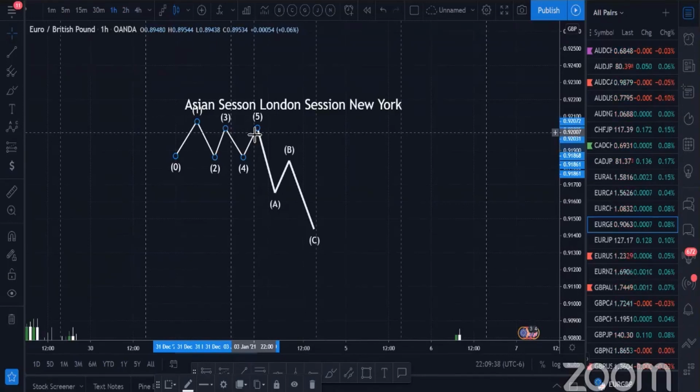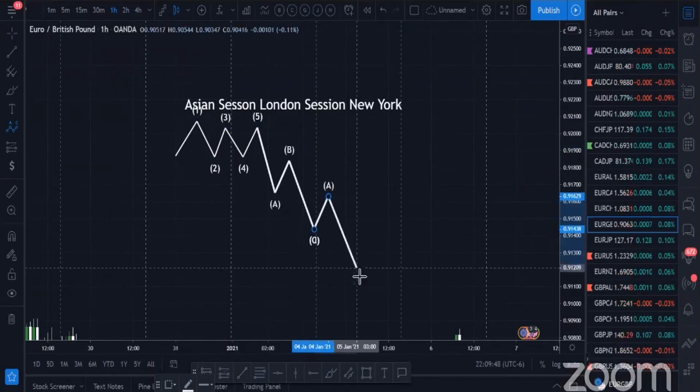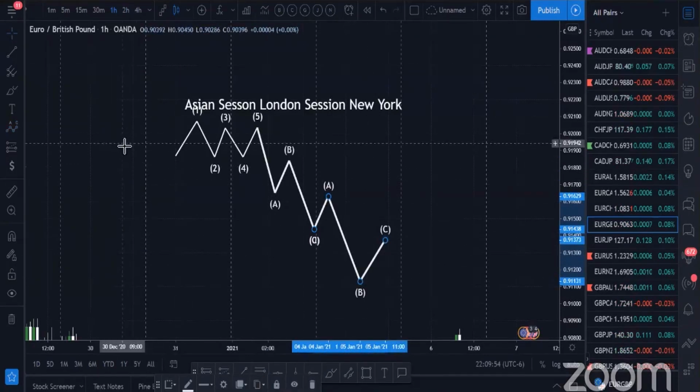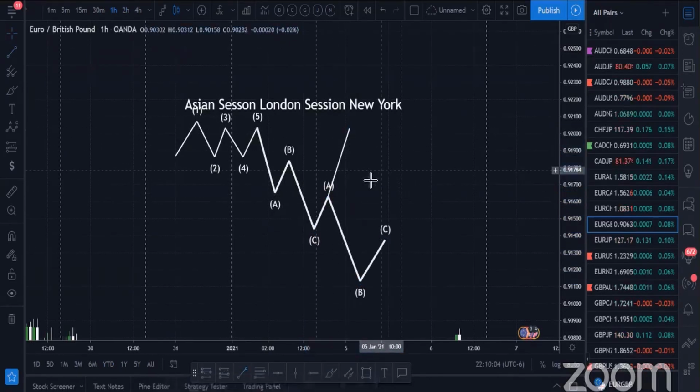The other thing is that, in New York session, one of two things is going to happen. You're going to get either a continuation of what London session is doing, or you're going to get a reversal from what London session is doing. So it's kind of like a 1-2 punch when it comes to trading in the markets. So that's basically the agenda.